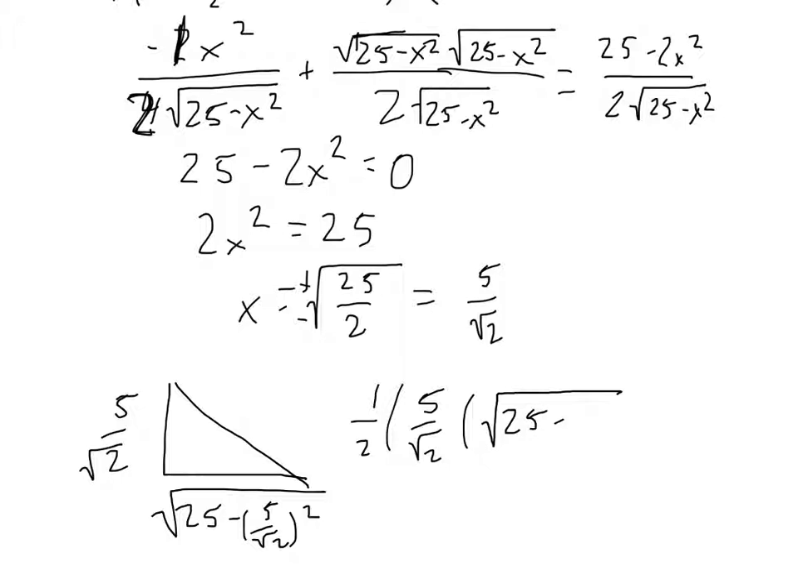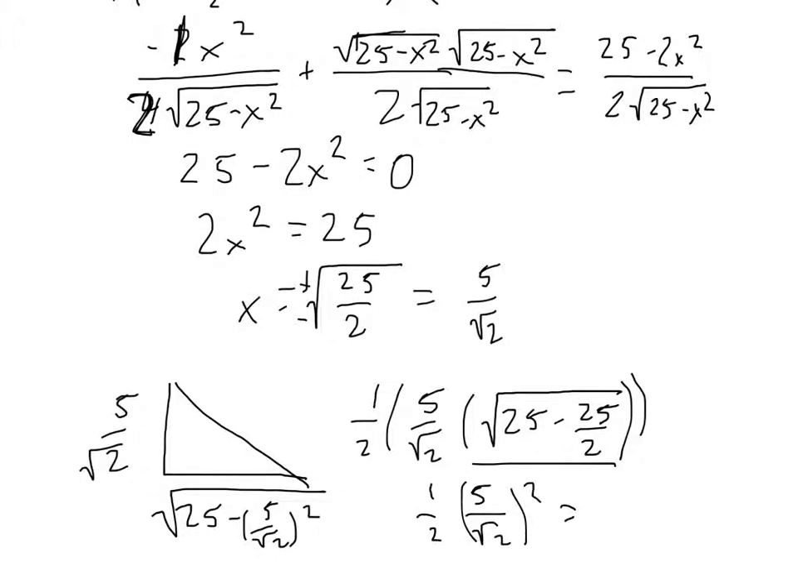I'm going to change that back to a 25 over 2. This piece of the equation, you could change it to 50 over 2 minus 25 over 2, which would be 25 over 2. Square root of 25 over 2 is 5 over root 2, so really it's just 1/2 times 5 over square root of 2 squared, which is equal to 25 over 4. I can't remember if this had units on it.